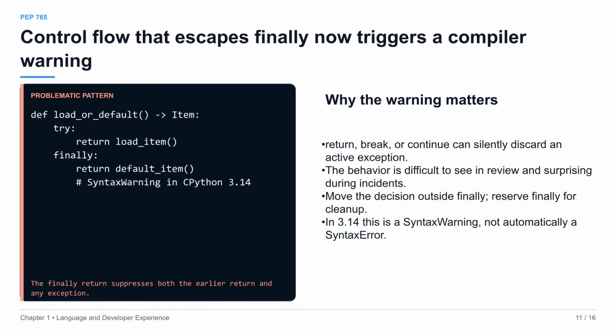A return, break, or continue that exits a finally block can replace an earlier return value or suppress an exception that was already in flight. Python 3.14 makes this visible by emitting a syntax warning during compilation. CPython still accepts the construct in this release, so the warning is a migration signal rather than a universal syntax error. Fixing it usually means keeping cleanup in finally and moving outcome selection after the try statement, or using an except branch for fallback behavior. Enable warnings in continuous integration so these patterns are found before a later Python implementation or release chooses stricter enforcement.